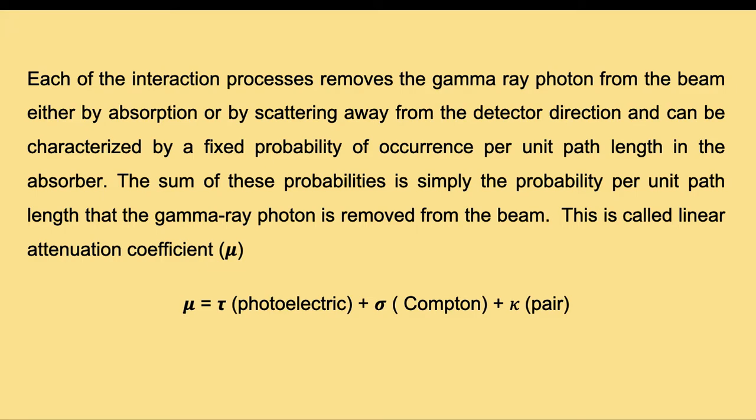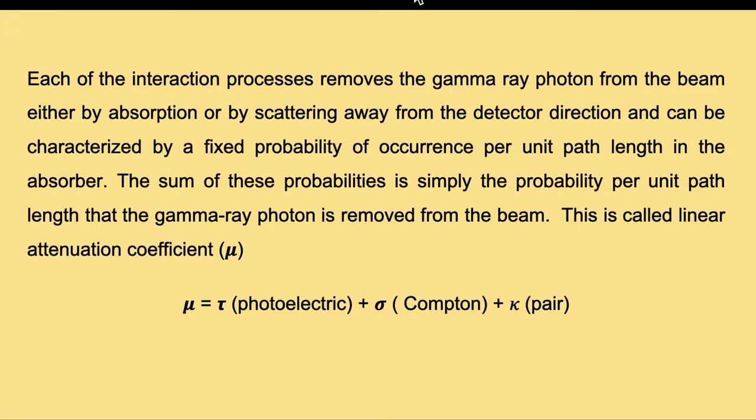Each of the interaction processes removes the gamma ray photon from the beam, either by absorption or by scattering away from the detector direction, and can be characterized by a fixed probability of occurrence per unit path length in the absorber. The sum of these probabilities is simply the probability per unit path length that the gamma ray photon is removed from the beam. So, a probability for removing a gamma ray.